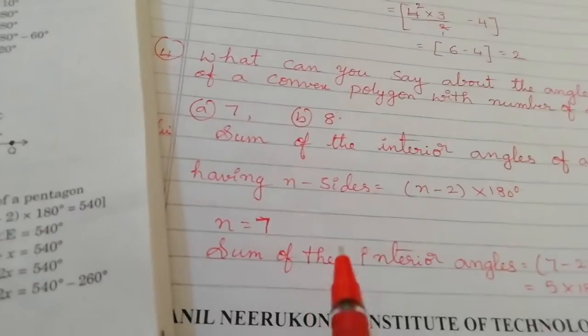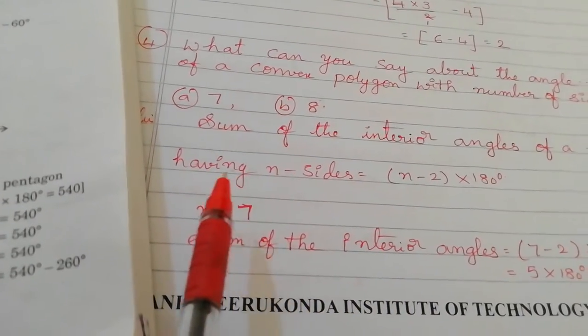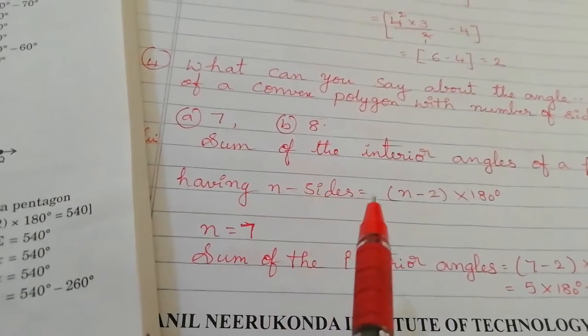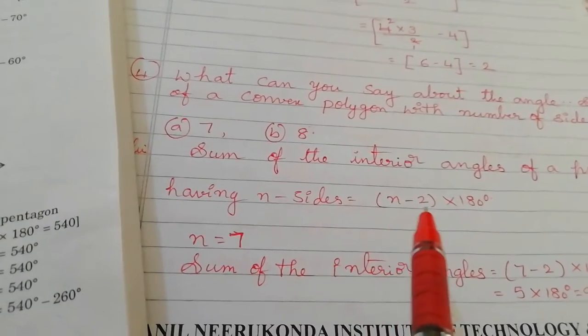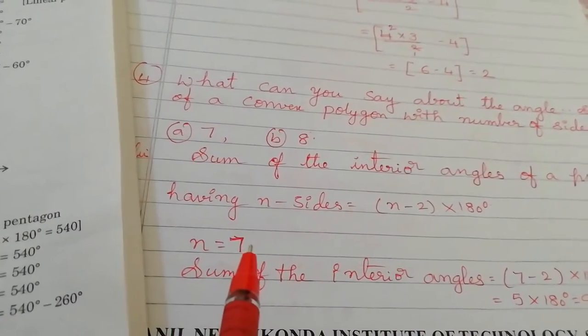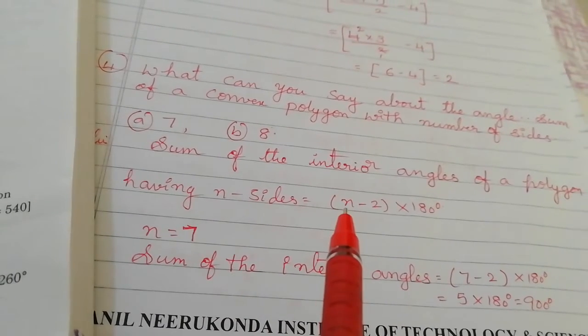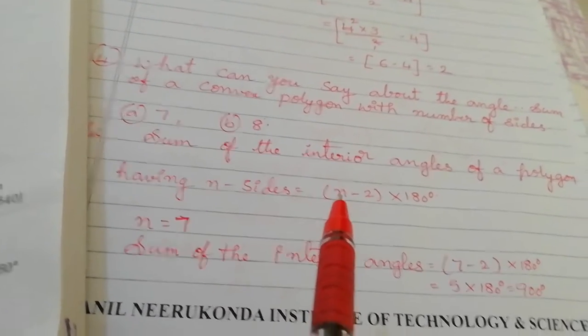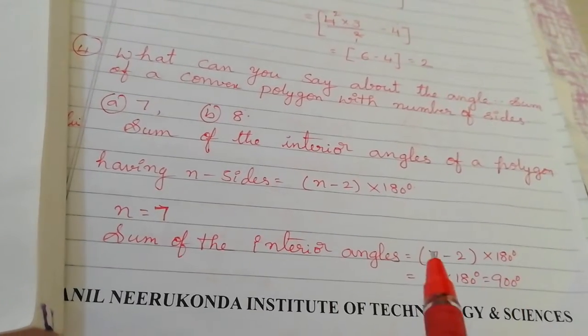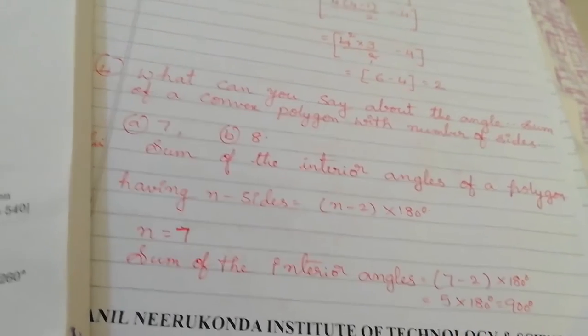Now here we come to 7 sides and 8 sides. The sum of the interior angles of a polygon having n sides, the formula is n minus 2 into 180. Here n is equal to 7. Therefore, the sum of the interior angles is, in place of n we substitute 7, 7 minus 2 into 180. 7 minus 2 is 5. 5 into 180 is 900.